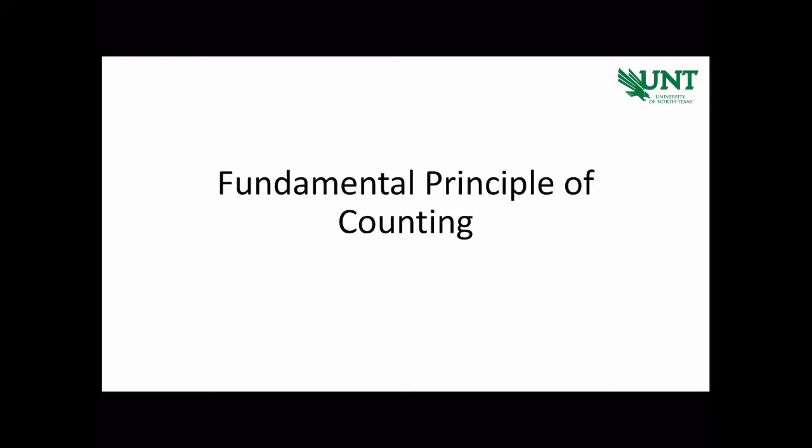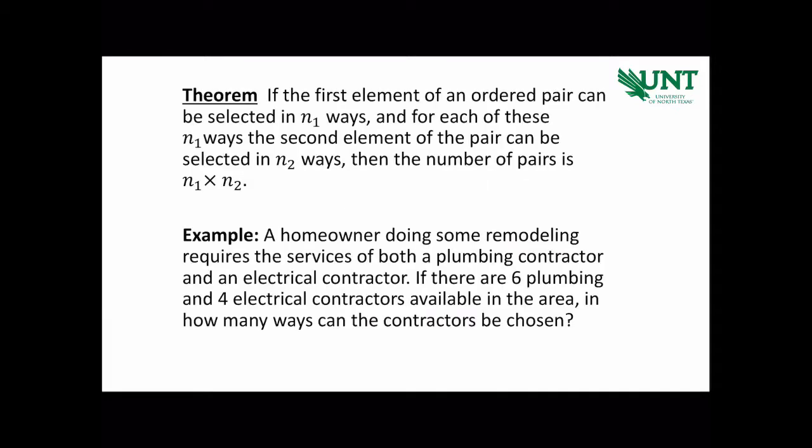Fundamental principle of counting. Theorem. If the first element of an ordered pair can be selected in n sub 1 ways, and for each of these n sub 1 ways, the second element of the pair can be selected in n sub 2 ways, then the number of the pair is calculated by n sub 1 times n sub 2. Yeah, it is obvious. Let's see the following examples.